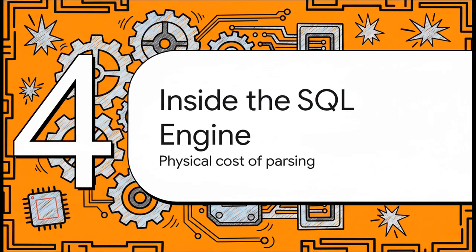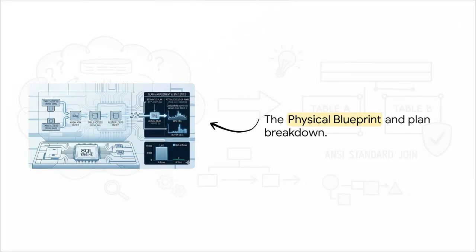Section 4, inside the SQL engine, the physical cost of all this parsing. Now, let's look at what actually happens to the optimizer. When legacy syntaxes fragment the parsing, there is a severe disconnect between the estimated plan, what the explain plan actually thought would happen, and the actual execution plan.